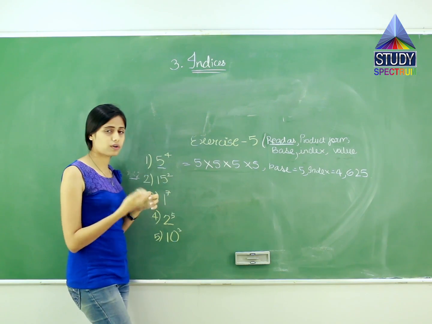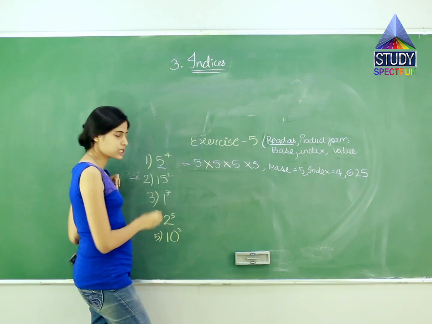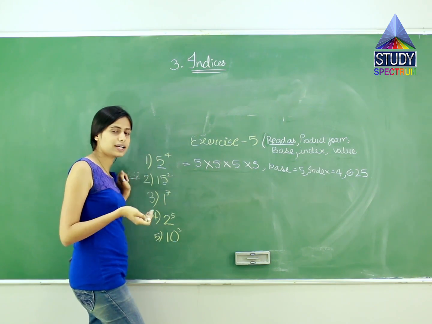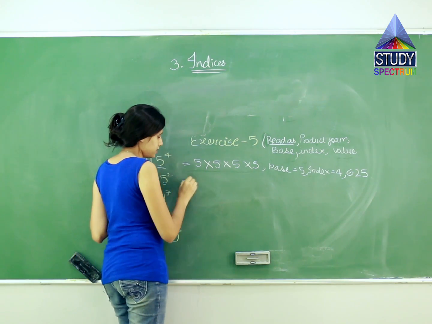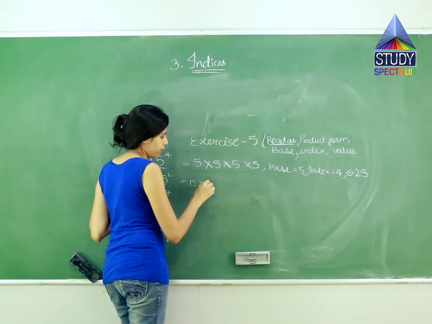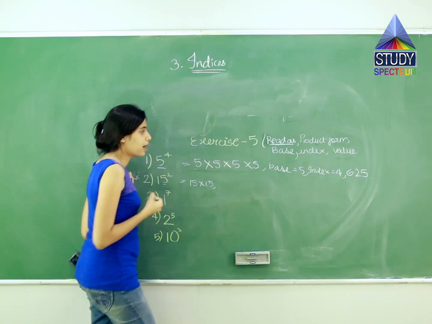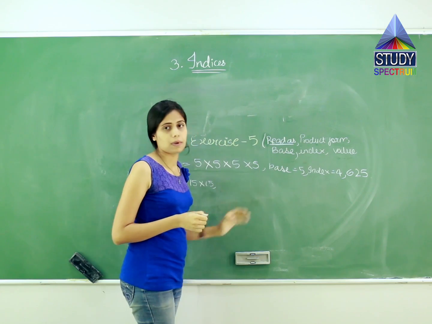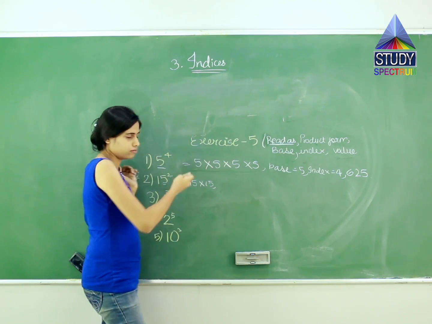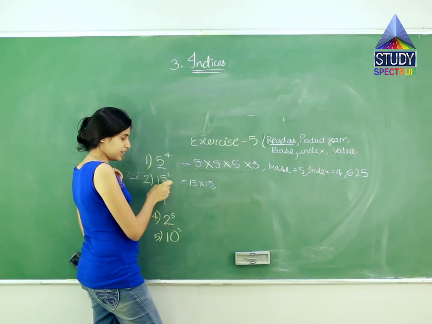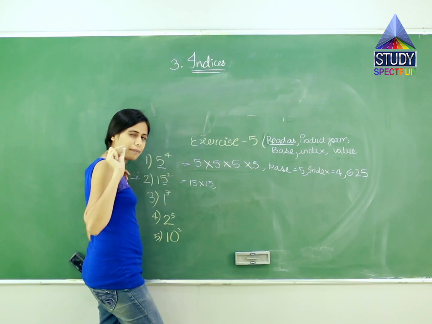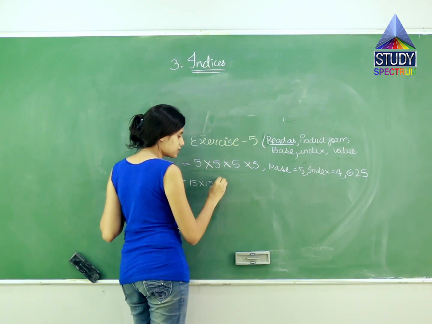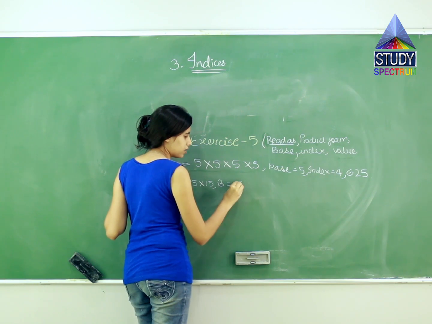So for this question what will it be? Tell me what is the base? Base is 15. So we have to write 15. And how many times do we have to write this? 2 times. So it is 15 into 15. Now tell me what we have done with the read as and product form. Now tell me what is the base. I just said 15 is the base because it is the number in bigger size and at the bottom. So we will write base is equal to 15.